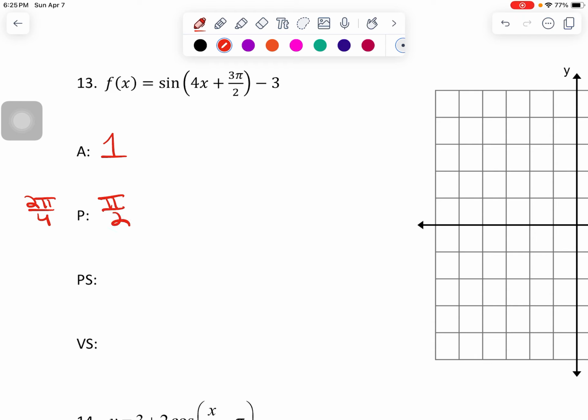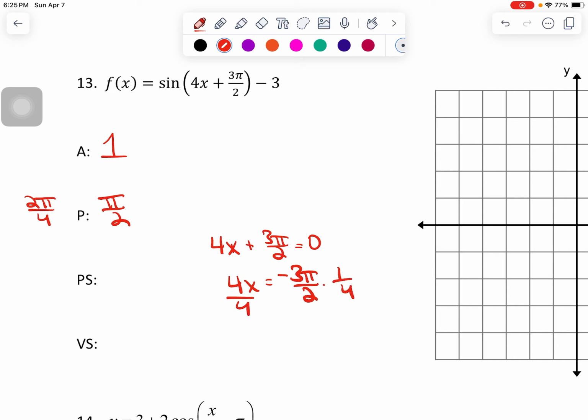So next we've got to deal with the phase shift. So I'm going to take this whole argument here. I'm going to leave a little space for myself. So 4x plus 3 pi over 2 set equal to 0. So 4x equals negative 3 pi over 2. Divide by 4, which is the same thing as multiplying by 1/4. So x is equal to negative 3 pi over 8. So that's going to be my phase shift. So that's going to make it left 3 pi over 8.